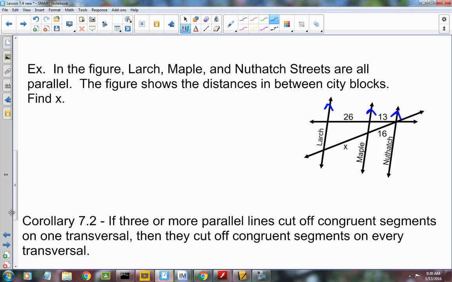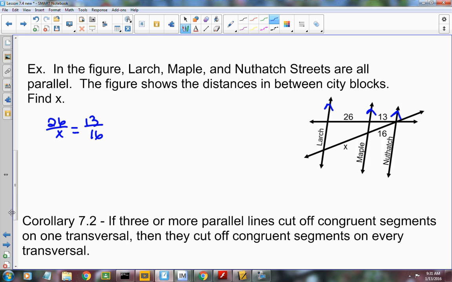What do we have going on here? Do these segments have a relationship? You can definitely see they're not equal, right? So what are they? They're proportional, okay? So what would my proportion look like? Okay, good. 26 over X as 13 is to 16. Could you have done 26 is to 13 as X is to 16? You could have done that too, right?